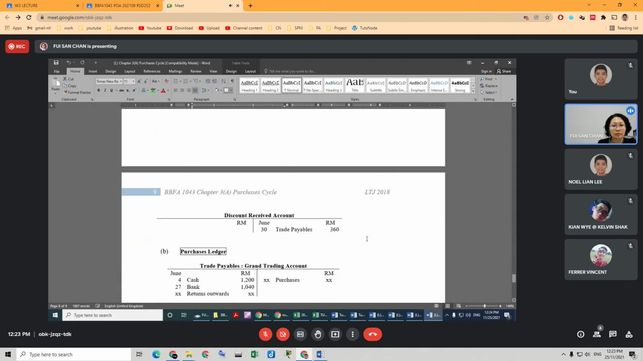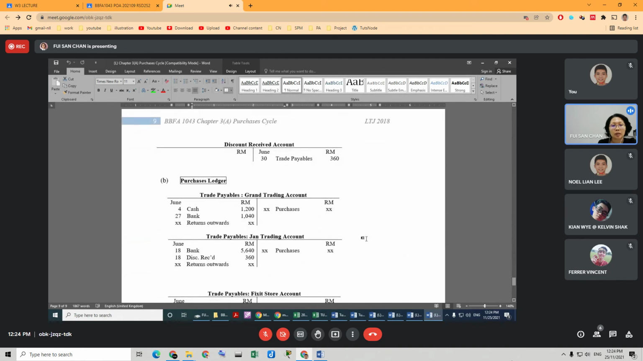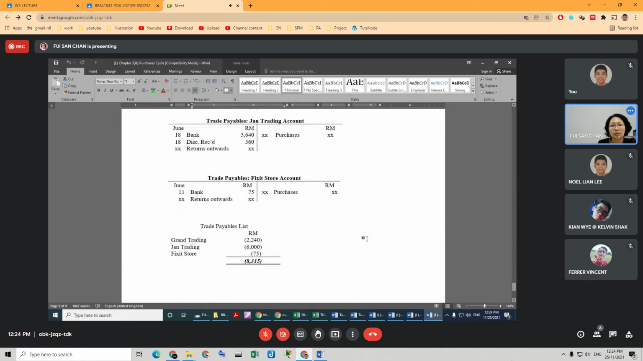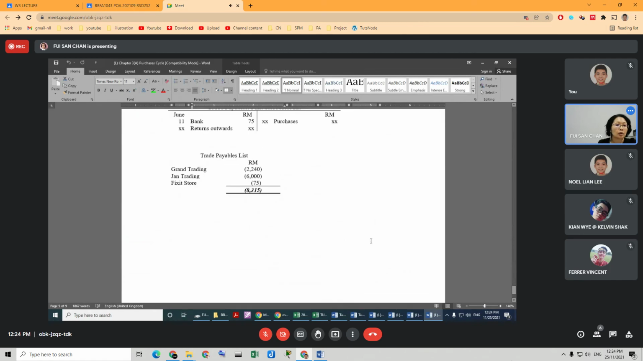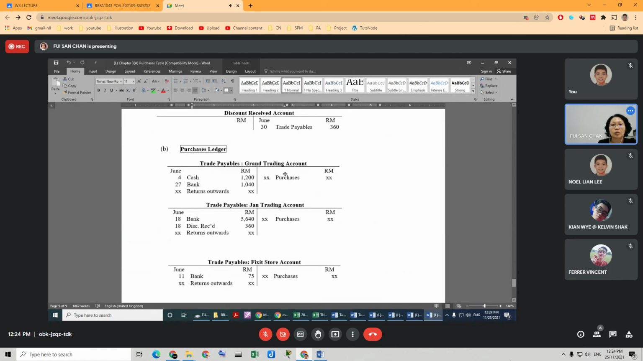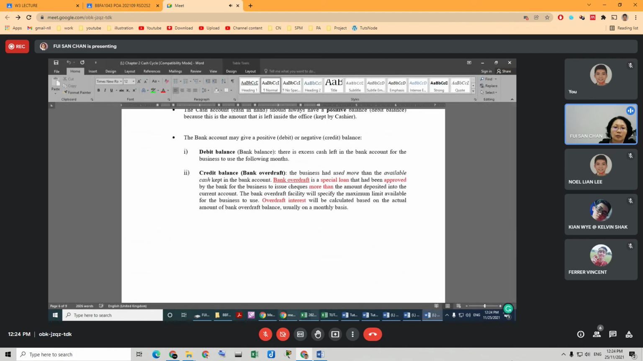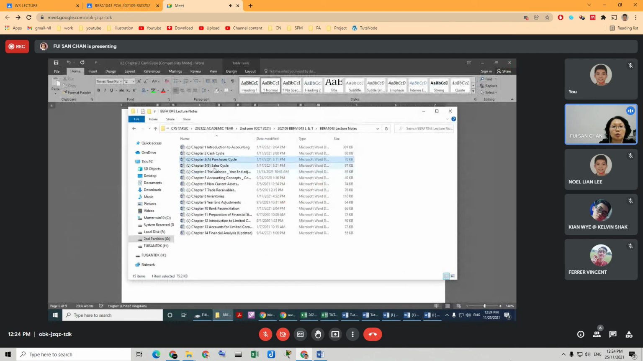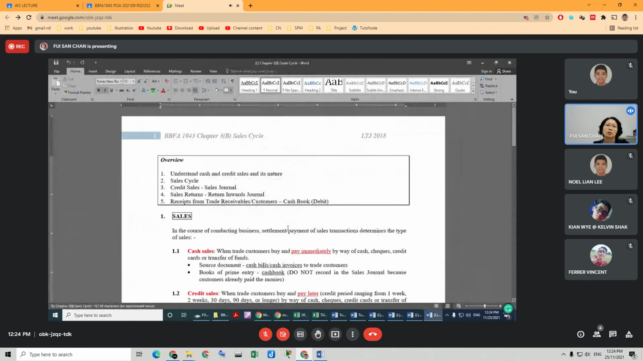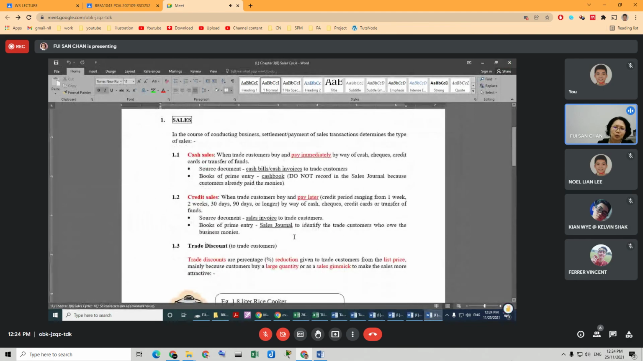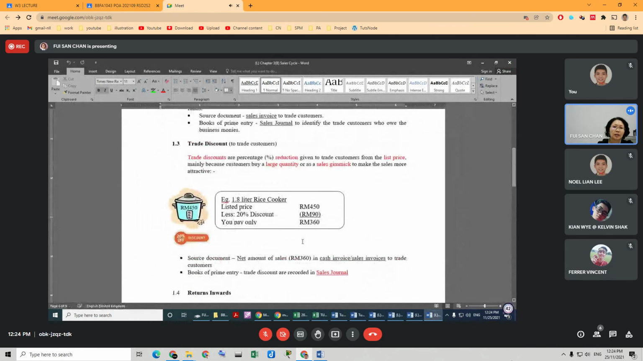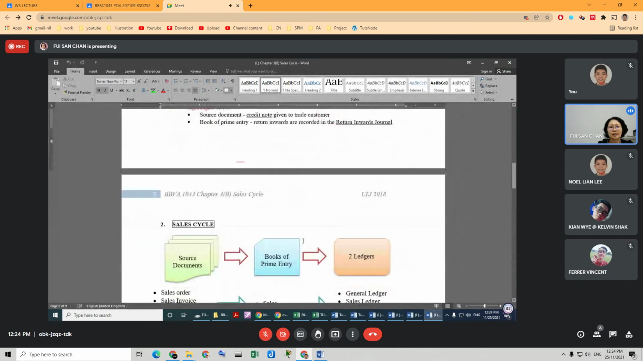Okay, and then yeah, discount received, purchase ledger, yeah. So your test is only up to purchases, only up to chapter 3, right? So it's the journal. Now, if you know how to do chapter 3, A and B, meaning including the sales cycle also. If you know how to do purchases, you know how to do sales now, right? It's the other way around now.